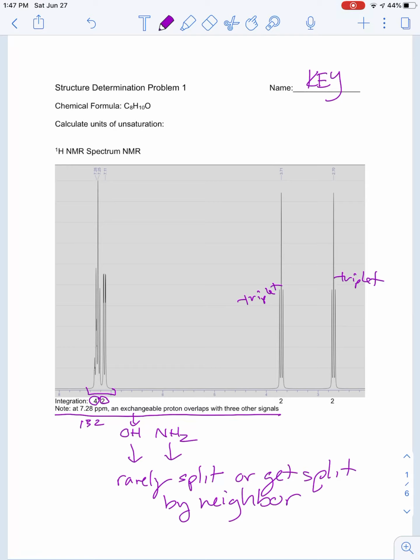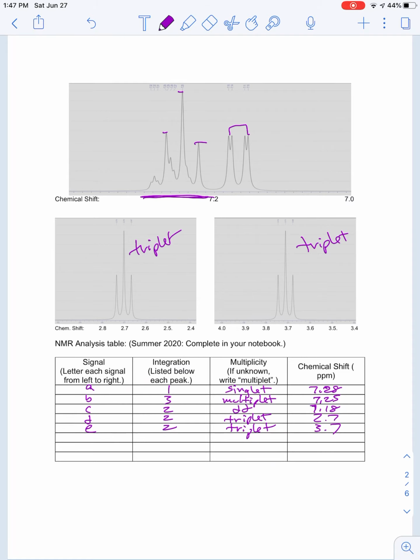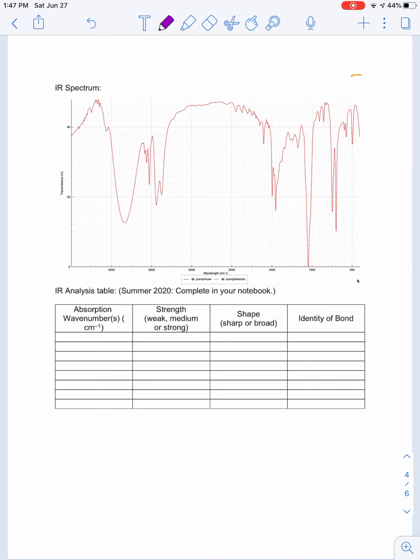So if we look at the units of unsaturation, 8 times 2 plus 2 minus 10 over 2. So 16, 18 minus 10, 8 over 2. That's 4 total units of unsaturation. And considering that we have aromatic protons here, that's likely going to mean some kind of aromatic ring. Not definitive, but likely. So now we're going to go to the IR spectrum.